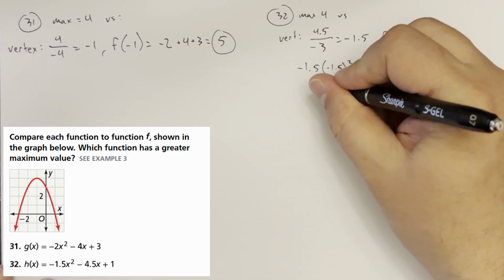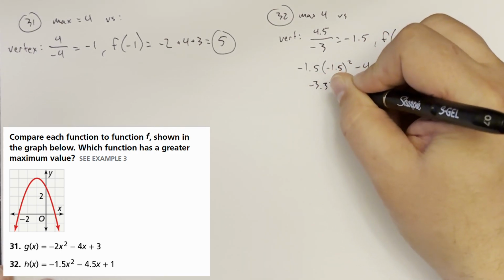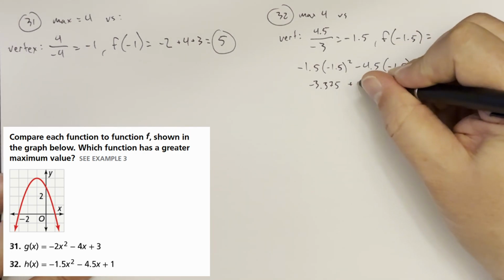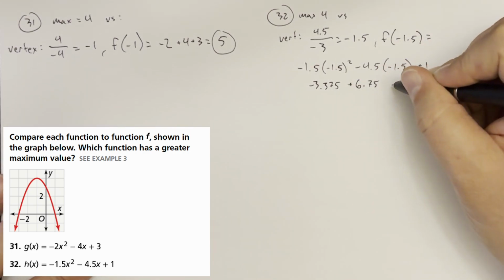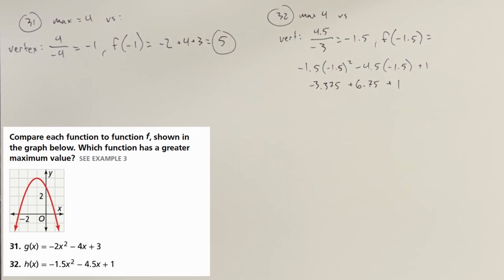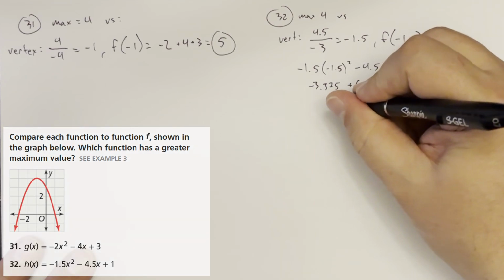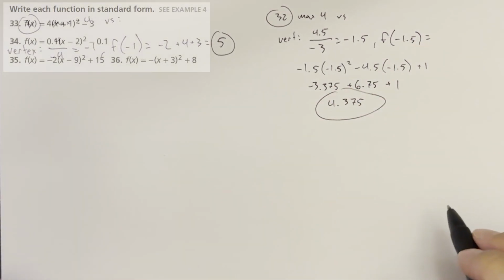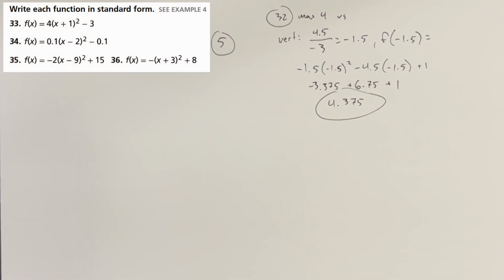So we have negative 3.375. It's negative 1.5 cubed. And then negative 4.5 times negative 1.5 is positive 6.75, and then plus 1. So 6.75 is twice 3.375. So we go from 6.75 down to positive 3.375 plus 1, which is 4.375. And that is greater than 4.